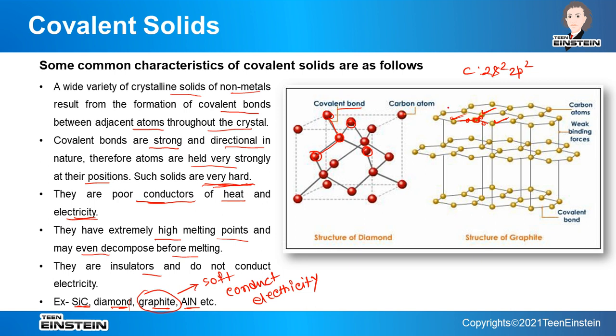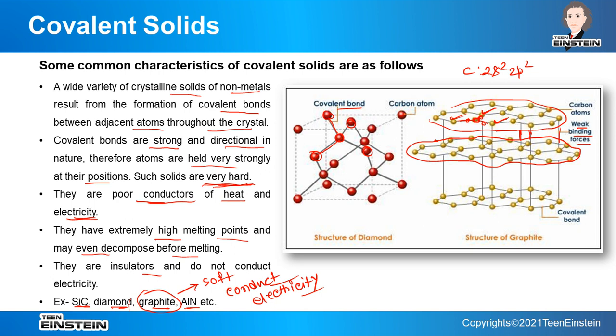So this is one layer, this is another layer, and this 4th electron is free to move between these layers. And as this electron is free to move, they can conduct electricity. And between each layer there are weak binding forces. So that means one layer can easily slide over another layer. So that is why we can write with a pencil, because a pencil is made of graphite. It is soft. If it were very hard, how could we write? Fine. So the layers are gliding over each other.